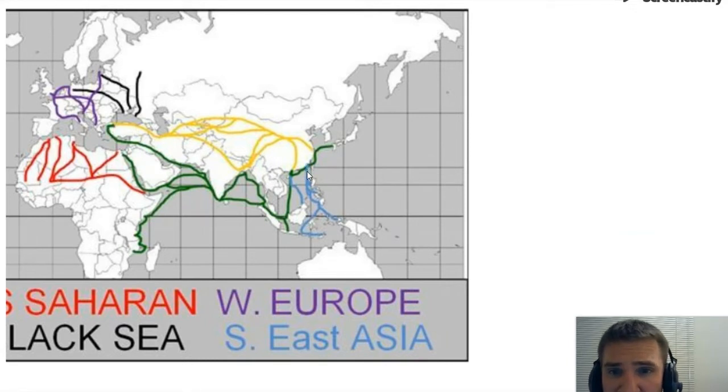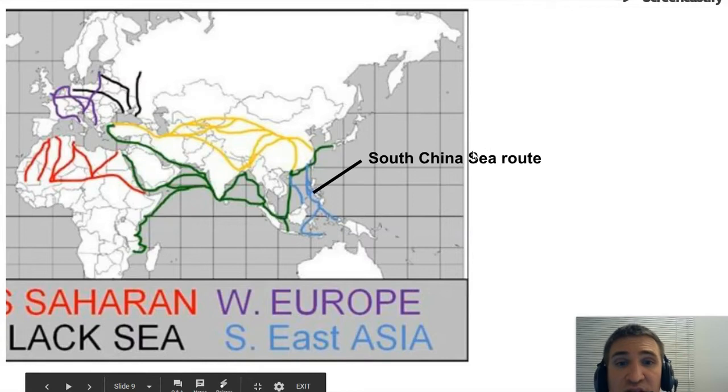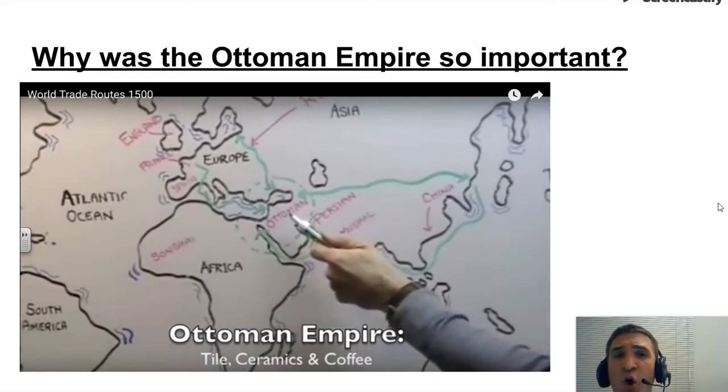So it starts in China, southern China, and it extends into the Pacific here and some of the Pacific islands. So please draw these lines and label it Southeast Asia and South China Sea, or the South China Sea route. Label that. And why was the Ottoman Empire so important?